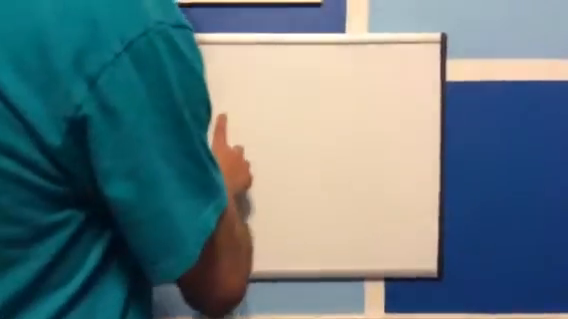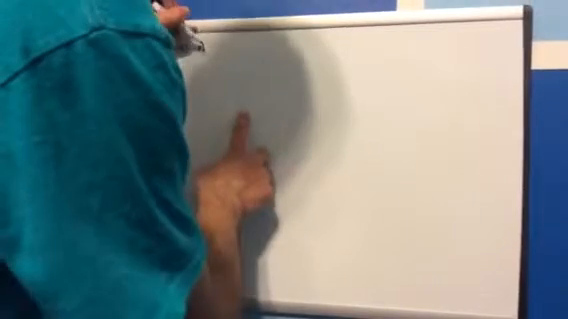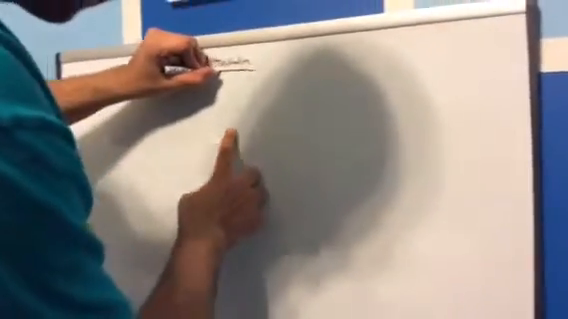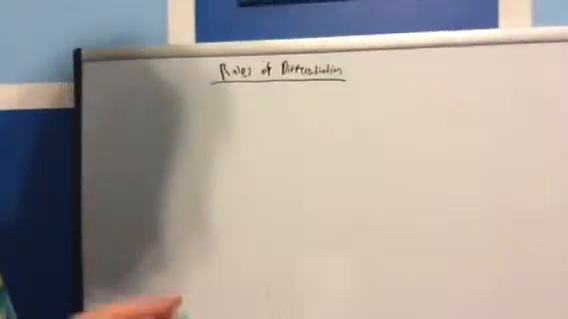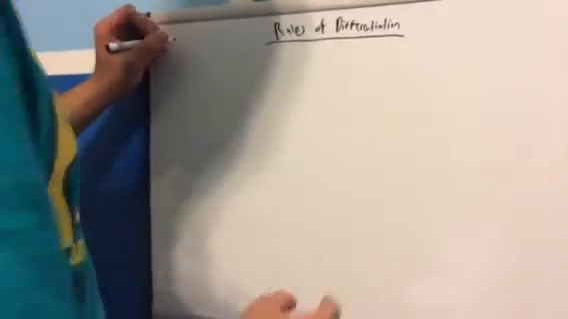So today we'll be going over the rules of differentiation. So first we'll be looking at the constant rule, which basically says that the derivative of a constant number is equal to 0.